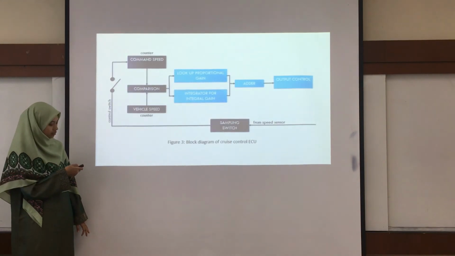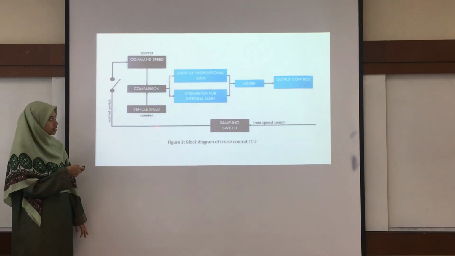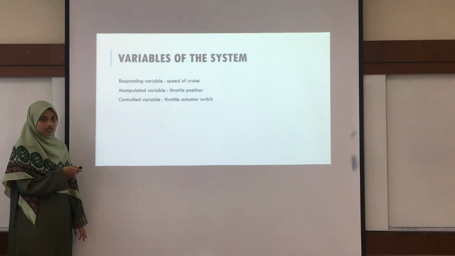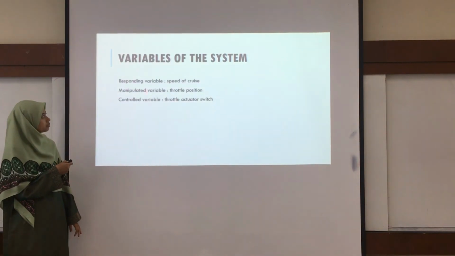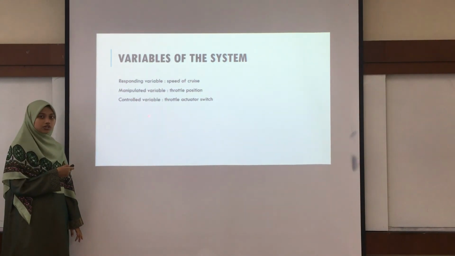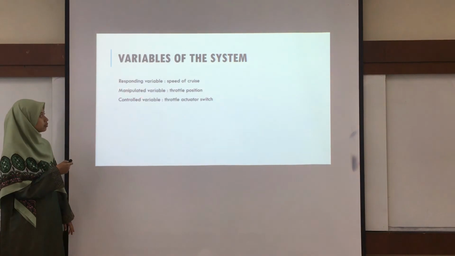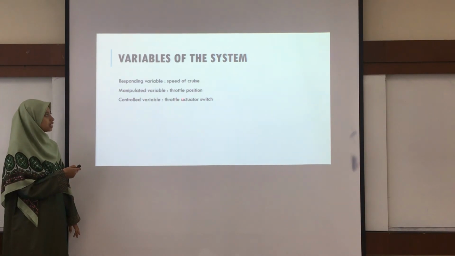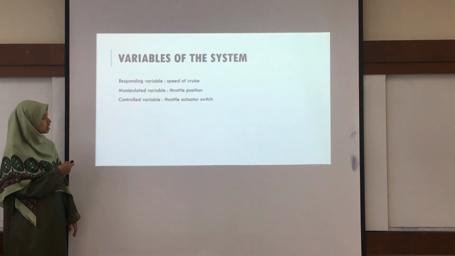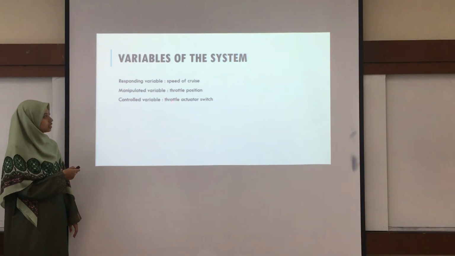The block diagram. Before I proceed with the block diagram, let me define the variables of the system first. The responding variable is the speed of the cruise. So in this system, we want to control the speed of the cruise. Then the manipulated variable is the throttle position, which is the throttle actuator unit that I explained earlier. And then the control variable is the throttle actuator switch.